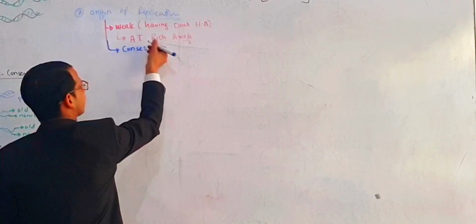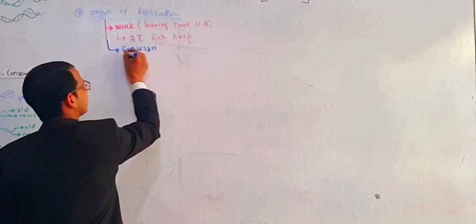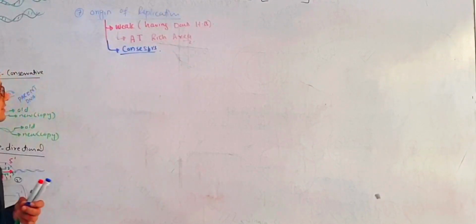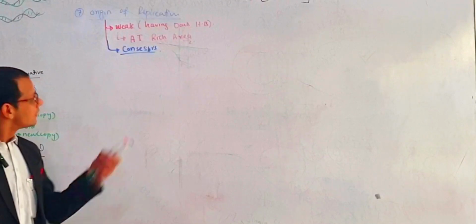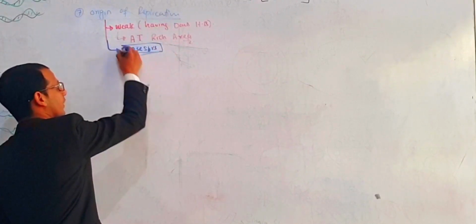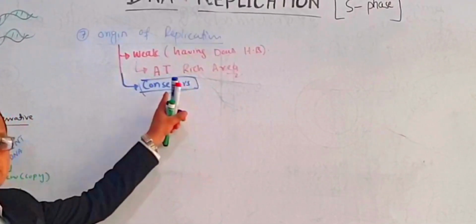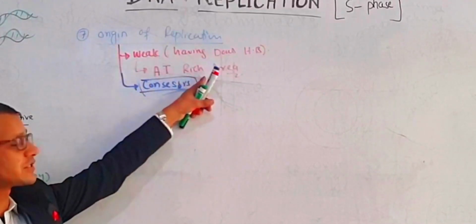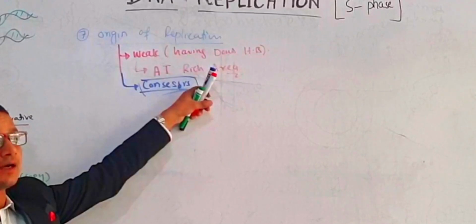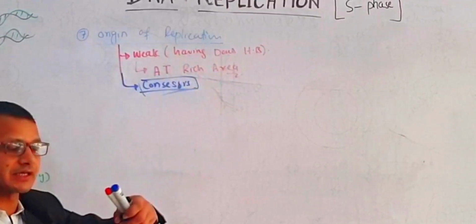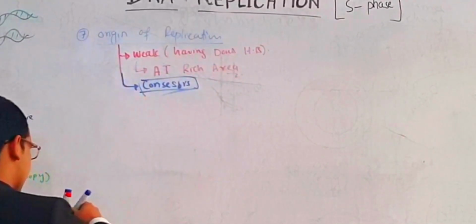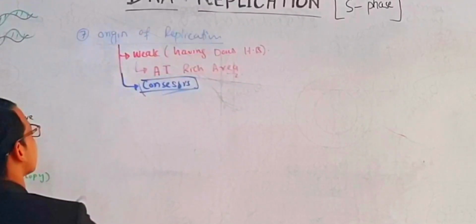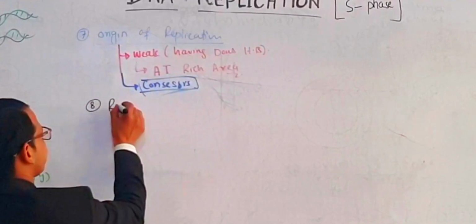What is the spelling of consensus? Consensus. Check it and correct it. Right? But that is also known as consensus. And it is also known as the enriched area. Right? After separation, it is also known as the replication bubble.